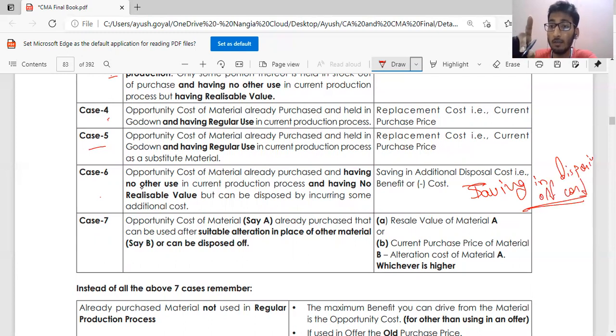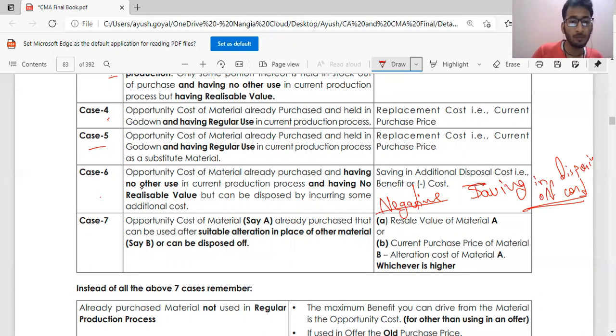So basically you are having a saving by accepting the project. You do not need to incur any cost, but a saving is occurring just because you are accepting the project. So what would be the relevant cost here? The relevant cost would be negative, because in actuality you are saving things, not losing things; you are not paying anything just because you are applying that material in your business. So basically there would not be any cost, there would be some saving. So we will write saving instead of cost.